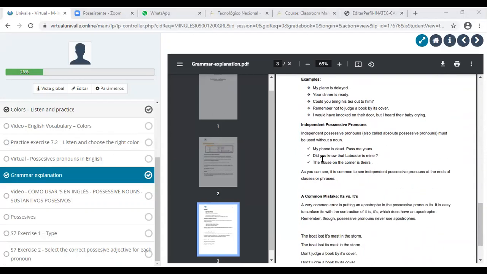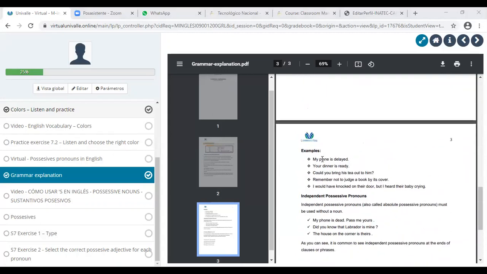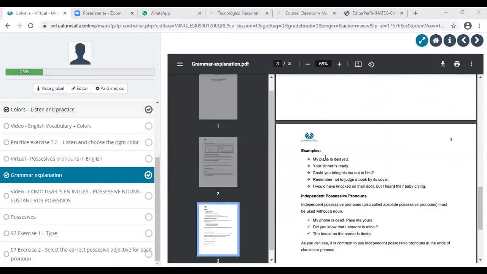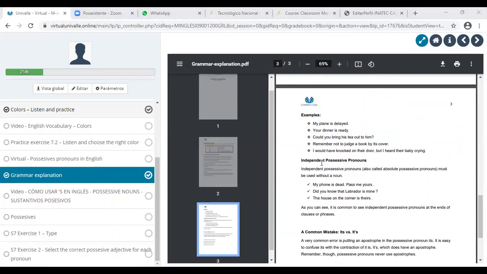And now we're going to be talking about independent possessive pronouns. What are they? Mine, yours, his, hers, its, ours, yours, theirs. Independent possessive pronouns, also called absolute possessive pronouns, must be used without a noun, guys. In this case, my phone is dead. Pass me yours. Mi teléfono está muerto.